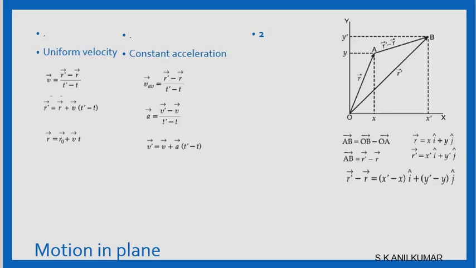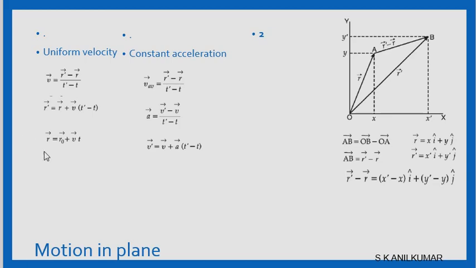In constant acceleration, what happens? Average acceleration is (v dash minus v) by (t dash minus t). Acceleration is change in velocity by change in time. But what is v dash? v dash equals v plus acceleration into (t dash minus t).